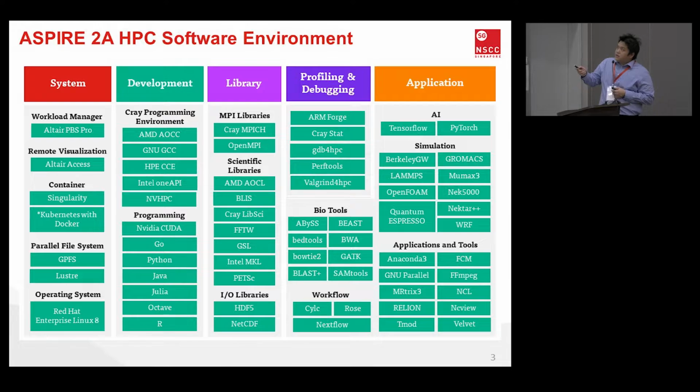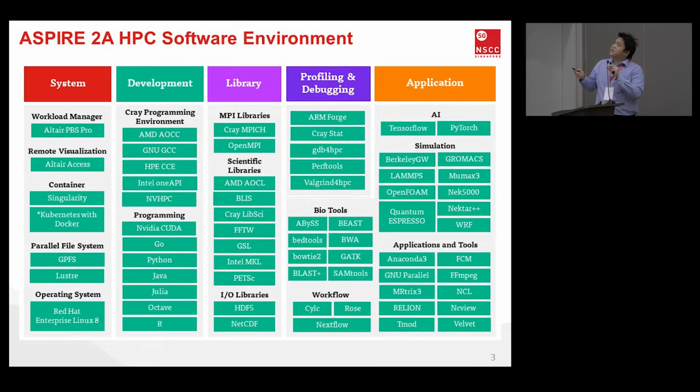So we have the same PBS Pro as ASPIRE 1. And we also support Singularity and Kubernetes, which the group will cover later on. And as mentioned, we have two parallel file systems, which are the GPFS and Lustre. And unlike the ASPIRE 1, which uses CentOS 6, now we have Red Hat Enterprise Linux 8.4. Okay, so this is good news to many people who are unable to build their software due to the aging OS on the ASPIRE 1.